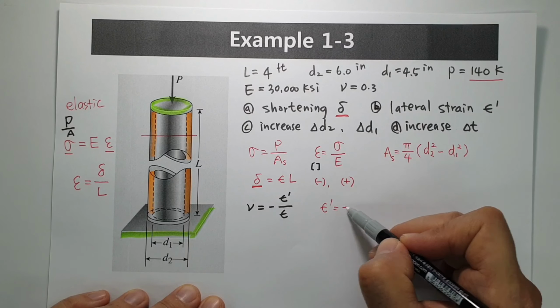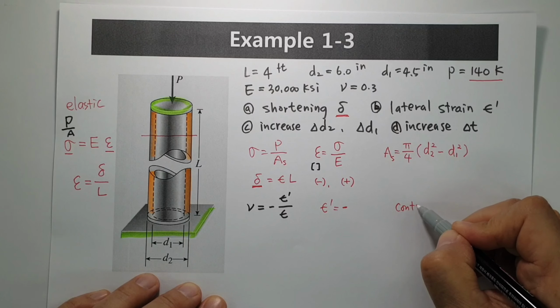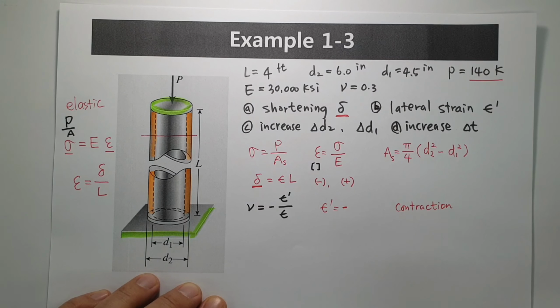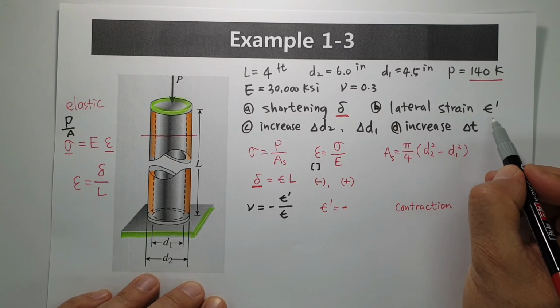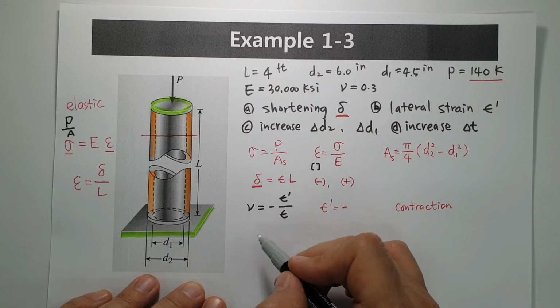Maybe this value has a minus sign. Don't worry too much about the minus sign. If we have a minus sign, then it means contraction, and some kind of squeezed shape can be observed. Okay, you can calculate the lateral strain epsilon prime. Then this one, the increase in delta D2.